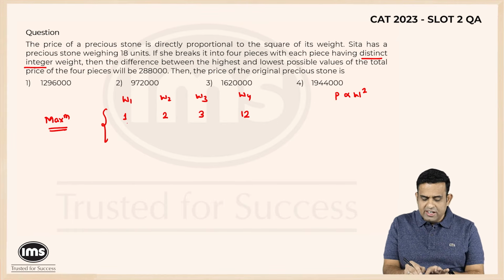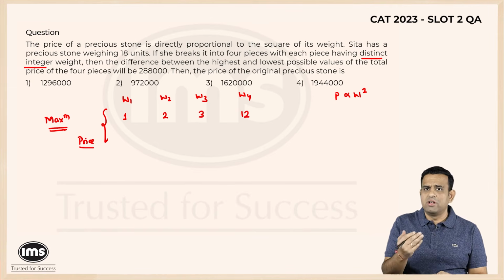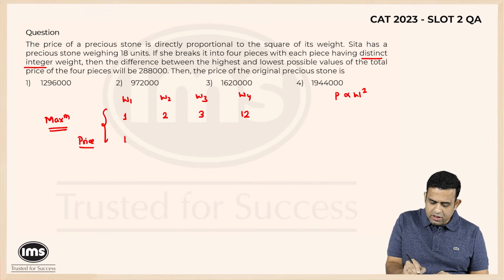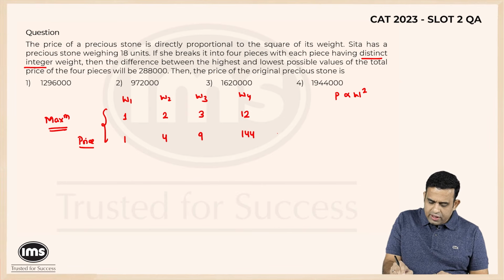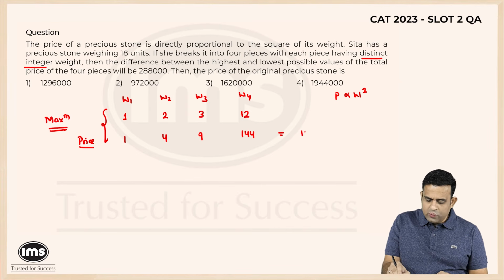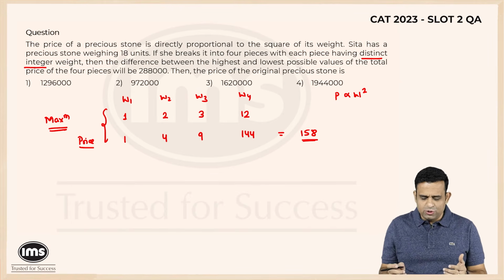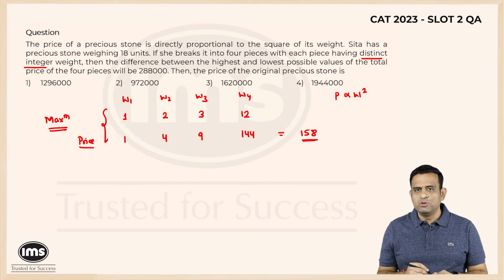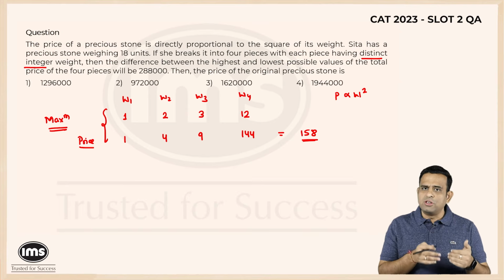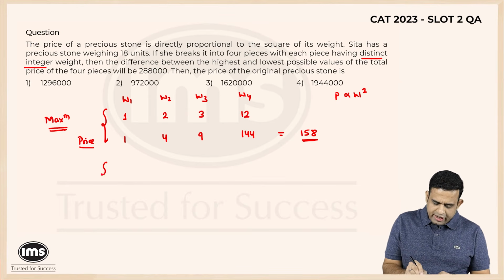So the corresponding price would be nothing but the square of the weight. So 1 square gives you a 1, 2 square gives you a 4, 3 square gives you a 9, and 12 square gives you a 144. And this total becomes equal to 158, or 158k, where k is the constant, because when I say P is proportional to W square, basically P is equal to some constant into W square. But that is not going to be important, we can deal with that.